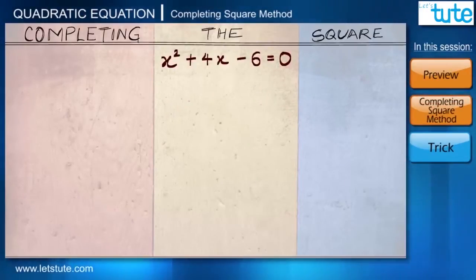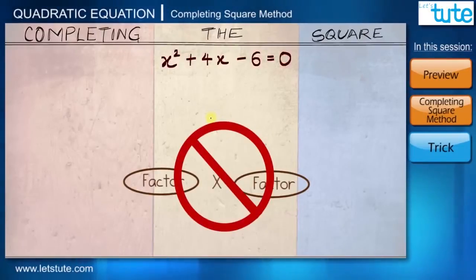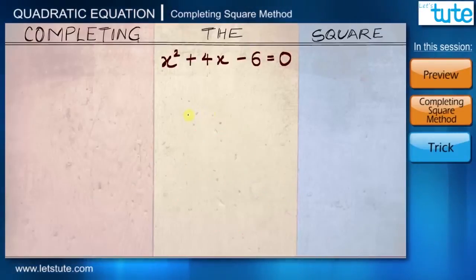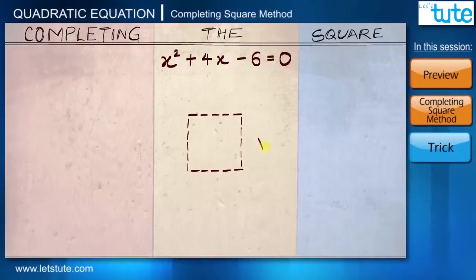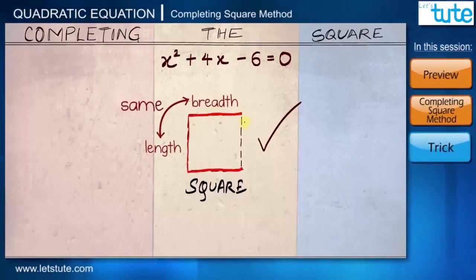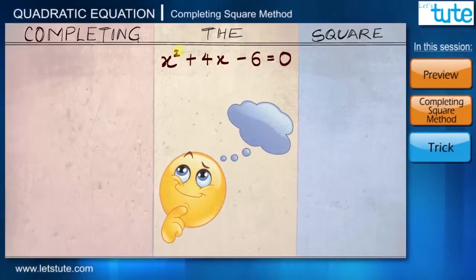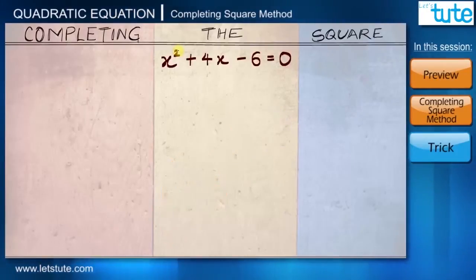And it is different from factorization method in a way that we do not try to find any factors in this one. Instead, as the name suggests, we literally try to complete a square. A square is a geometrical shape whose length and breadth are the same. And we will be using a little bit of imagination when we will try to solve this equation. So the first term that we see on this equation is x square, and I can visualize it like a geometrical shape whose length is x and the breadth is x.